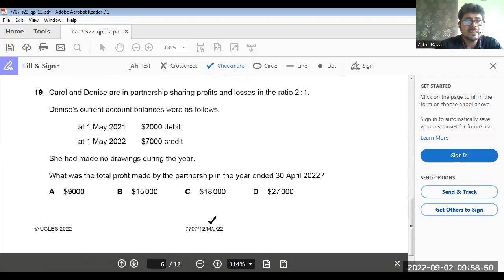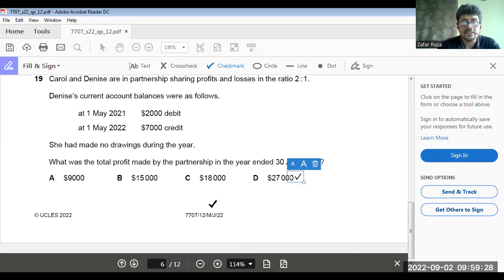19. Carol and Denise are in partnership sharing profit and loss in the ratio 2:1. Denise's current account balances were as follows: 2,000 debit at the start of the year, 7,000 credit at the end of the year. No drawings. Total profit of the partnership. If she has a closing balance of 7,000, it means her current account is credited with 9,000 for the profit. If 9,000 is her share, it means 18,000 is the profit of Carol. Getting my point clear? So 18 plus 9, 27,000 is the total profit of the firm. 19. D option is the answer.